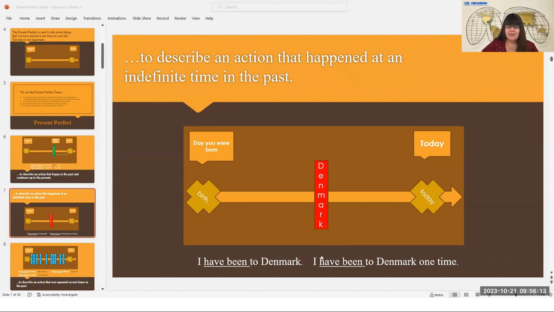Let's look at the example sentences down here. I could simply say, I have been to Denmark. And that means that sometime in my life, yes, I went to Denmark. Or I could say, I have been to Denmark one time. Okay, and that's true. I have been to Denmark one time. Okay, let's look at the next way that we use the present perfect tense.